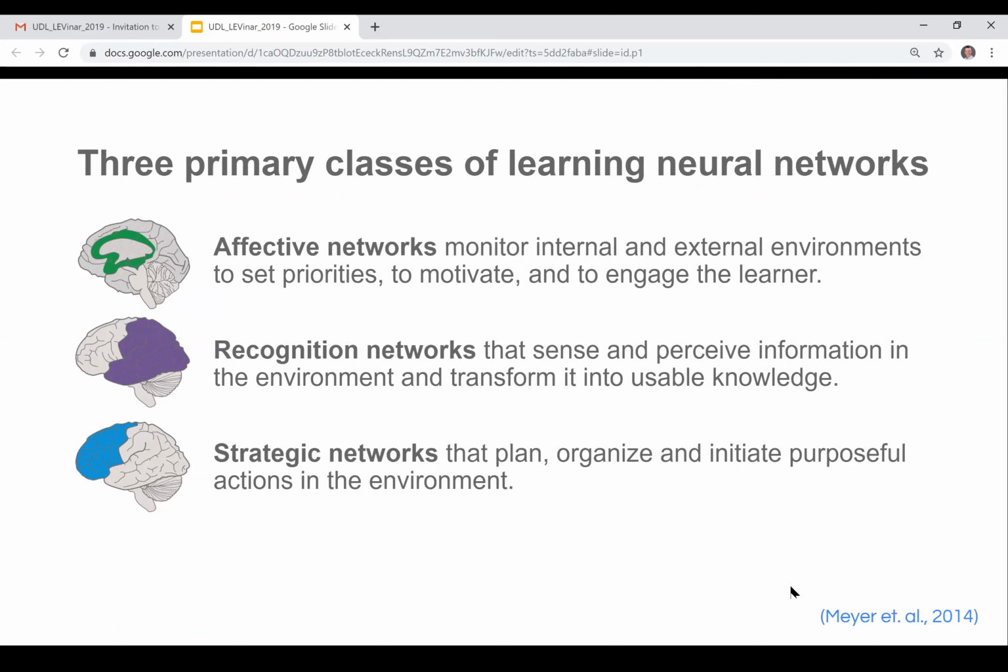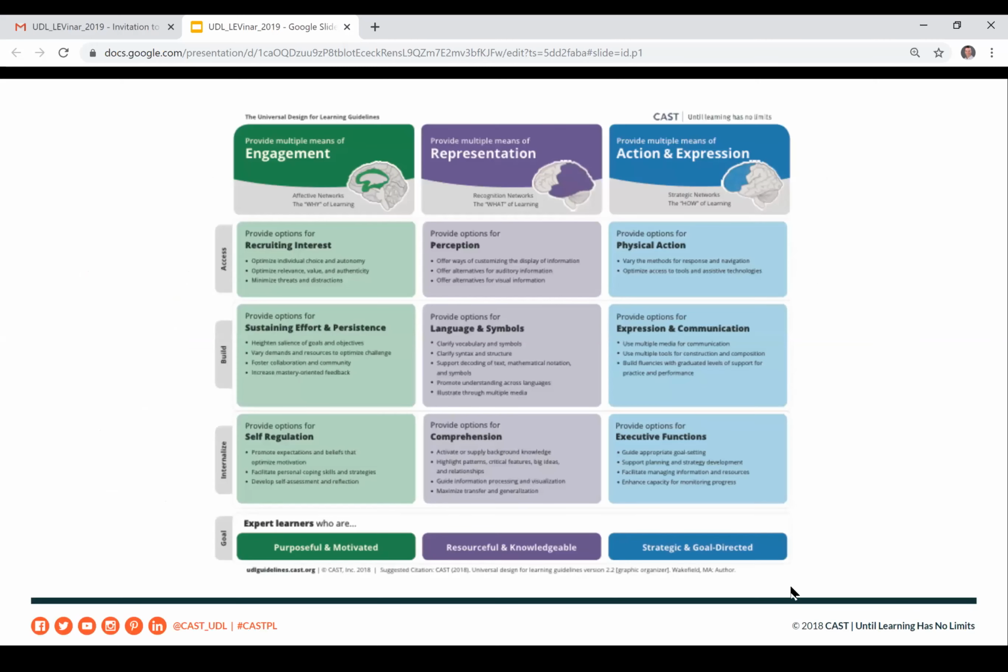The three primary classes of the learning neural networks are affective networks, recognition networks, and strategic networks. Affective networks monitor internal and external environments to set priorities, to motivate and engage the learner. Recognition networks are where you sense and perceive information in the environment and transform it into usable knowledge. And strategic networks are those that plan, organize, and initiate purposeful actions in the environment. I noticed the cerebral cortex was highlighted in that last one. Yeah, that's where you really do your high-level thinking.